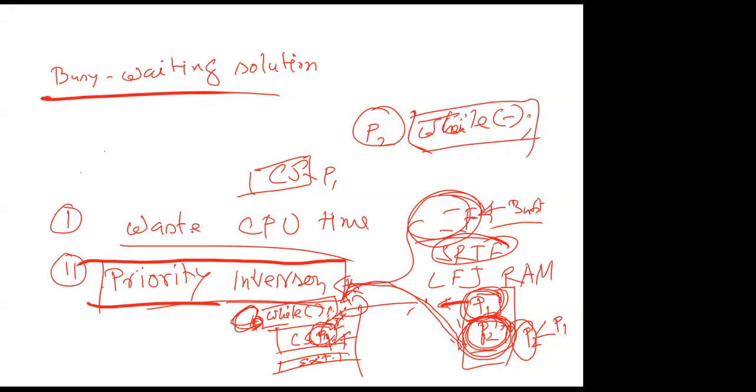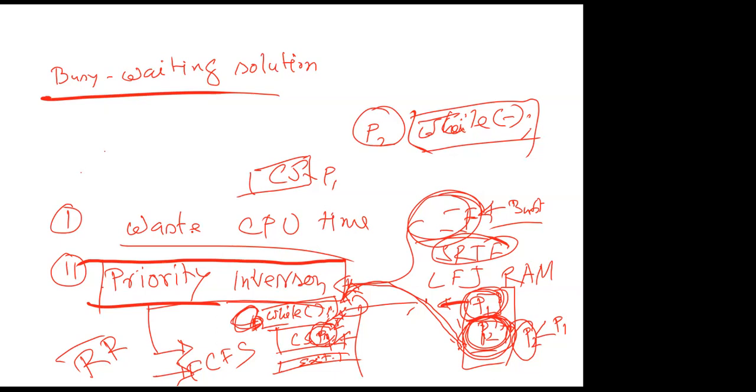But this problem happens when it is a priority-based algorithm. If you consider FCFS, first come first serve, it is not a priority-based algorithm, so this type of problem doesn't occur for FCFS. Round robin is also a non-priority-based algorithm, so this problem never happens for round robin as well. So the priority inversion problem happens only with priority-based algorithms like SRTF, LJF, this kind of algorithm.